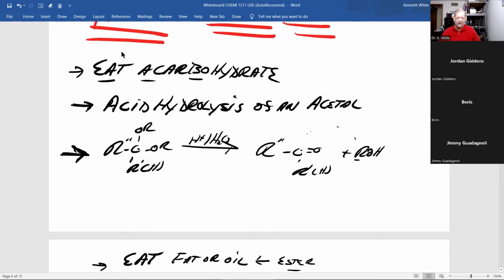And as you just learned, when you eat a carbohydrate, what happens? You have acid hydrolysis of the functional group that holds together glucose molecules in a carbohydrate. Starch is an acetal, so it's acid hydrolysis of an acetal. Here we have an acetal or ketal, acid, water. You get back the aldehyde or ketone plus the alcohol you would have used to make that. And those are things you should know leaving my class.